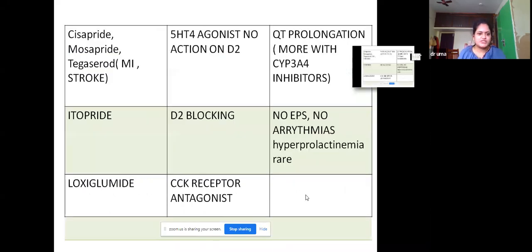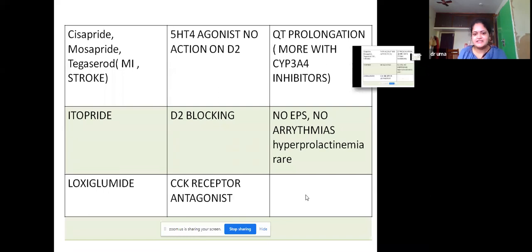And cisapride, mosapride, and tegaserod are 5-HT4 agonists. They do not have any action on D2 receptors. Cisapride is more prone to QT prolongation, and it is more with CYP3A4 inhibitors. Mosapride will not have any QT prolongation. Tegaserod has been withdrawn from the market because of myocardial infarction and stroke.